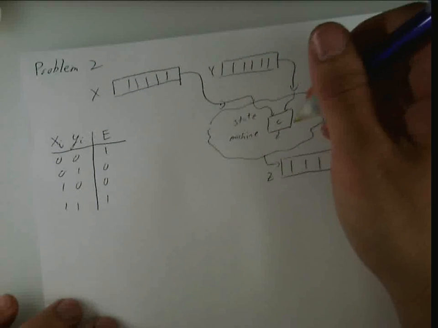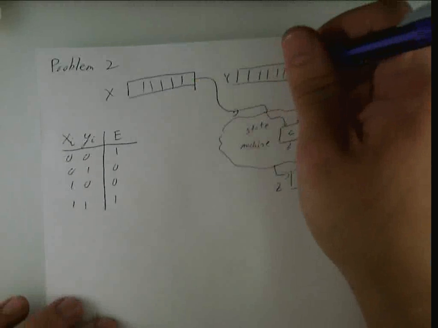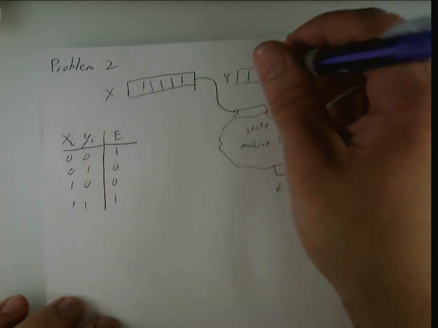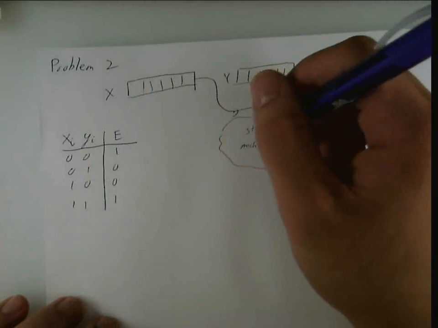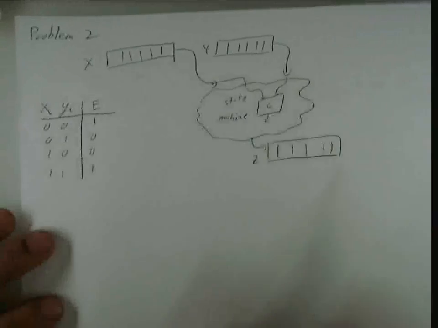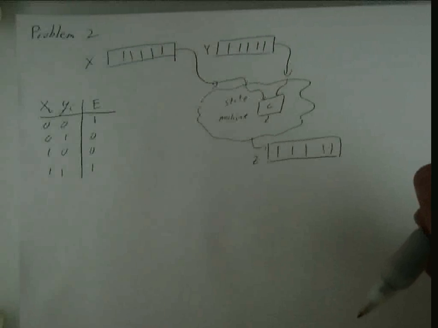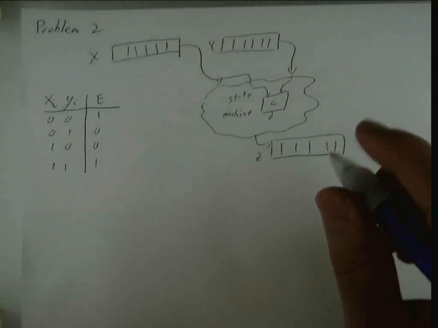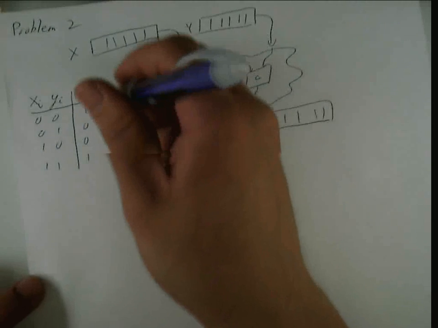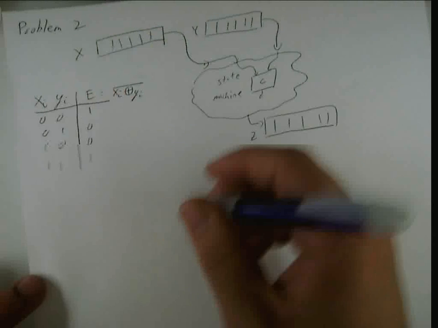And so what do I need to remember inside my state machine to actually make this work? Well, I need to remember whether y sub I minus 1 and x sub I minus 1 are equal, and whether y sub I minus 2 and x sub I minus 2 are equal. I don't really need to keep track of any other information. And so what I'm going to create may not be the most minimal circuit, but it will be a very expedient circuit. And so E is just going to be equal to x sub I XOR y sub I.